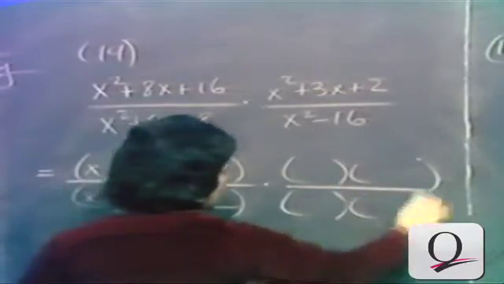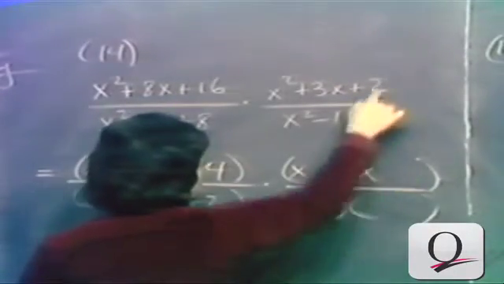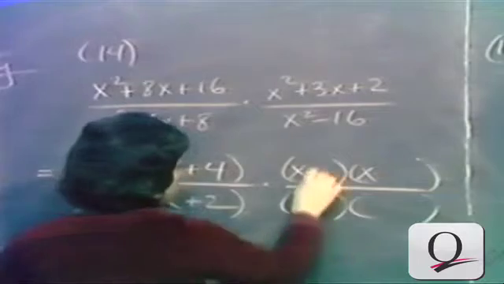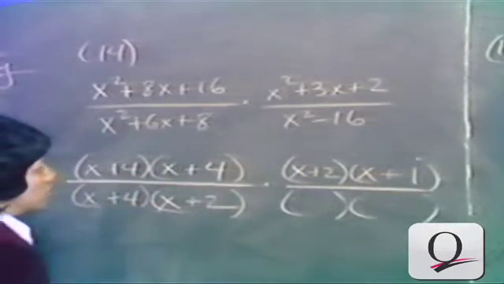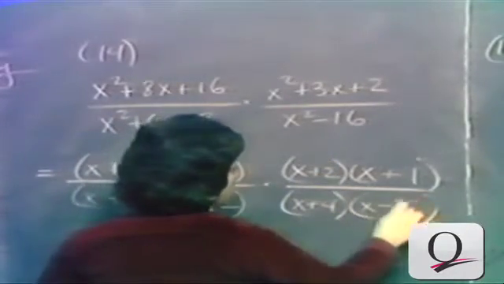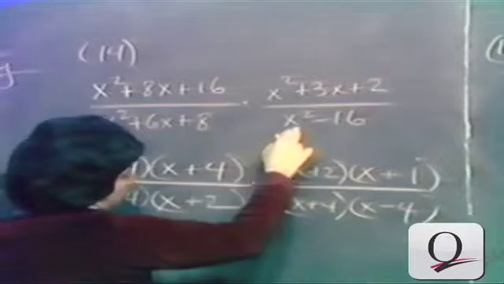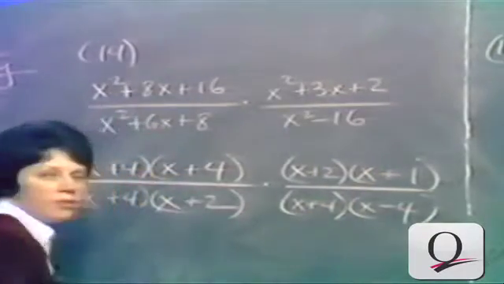Here also, top and bottom, there are no common factors other than 1. On top, two numbers which multiply to plus 2 and add to plus 3. They're plus 2 and plus 1. And downstairs, two numbers which multiply to minus 16 and add to 0. And they are plus 4 and minus 4. Or you see this is the difference of two squares, so it's a plus b times a minus b directly.